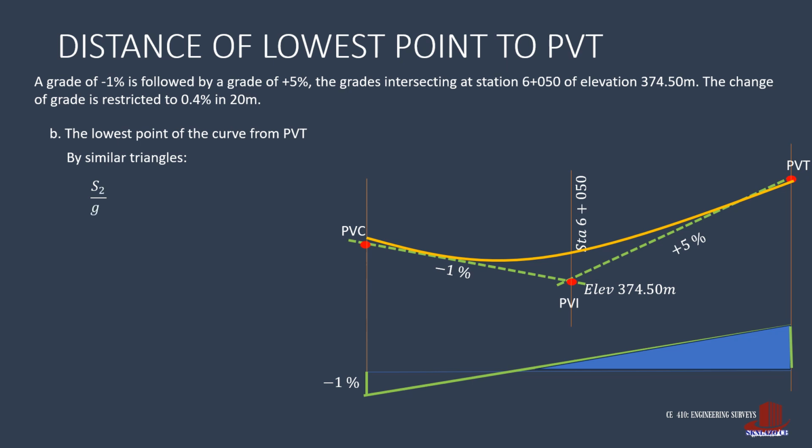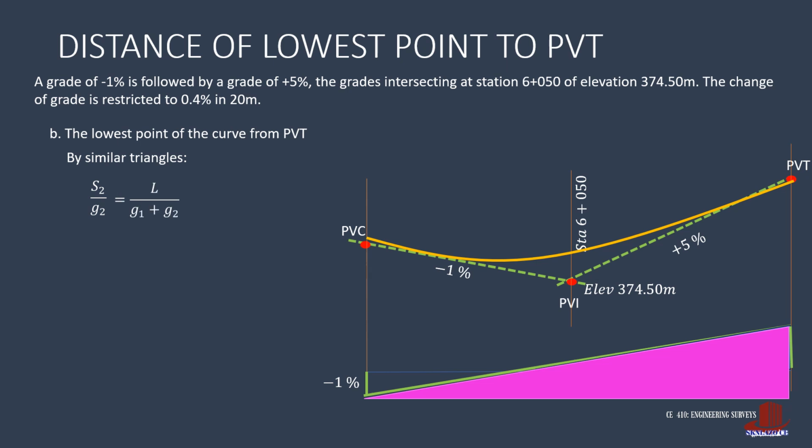The ratio is then S2 is to G2. Take a bigger triangle, making the ratio L is to G1 plus G2. Placing the figures from the example, there is S2 over 0.05 as equal to 300 over 0.01 plus 0.05. S2 is then equal to 250 meters. The point of inflection from the grade diagram is the location of point W.